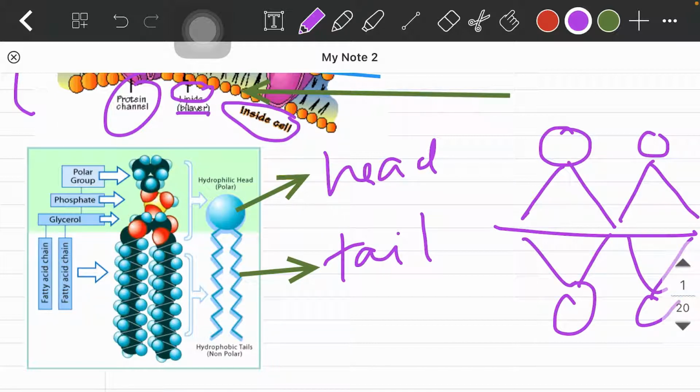Okay, now yung head na tinutukoy na ito is said to be hydrophilic. Pag sinabi niyong hydrophilic, hydro means water, philic means loving. So therefore, the head of the lipids are water-loving molecules. So they love water. But in contrary, the tail is said to be hydrophobic. Hydro means water, phobic means fear. So hydrophobic, fear in water.